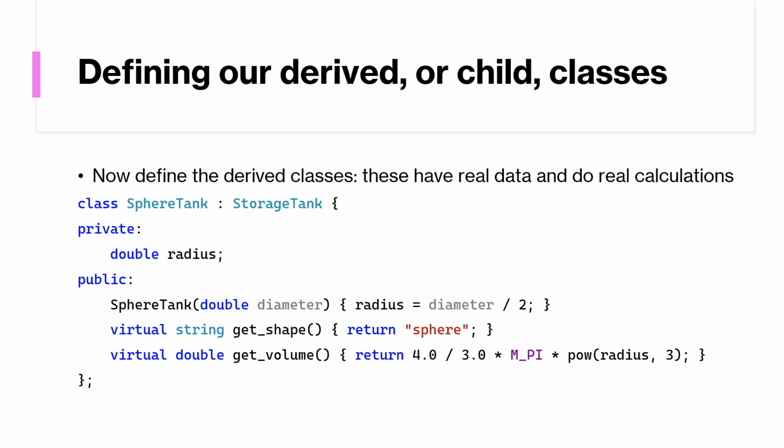Okay, now we're going to define the derived classes. Okay, these have real data and do real calculations. Notice here that we've got sphere tank colon storage tank. So that indicates that sphere tank is inheriting from storage tank. What's it inheriting? It's inheriting the virtual string get shape and the virtual double get volume.